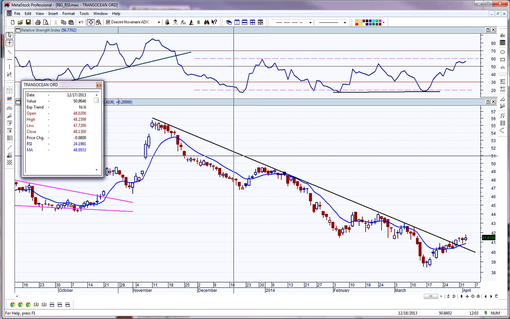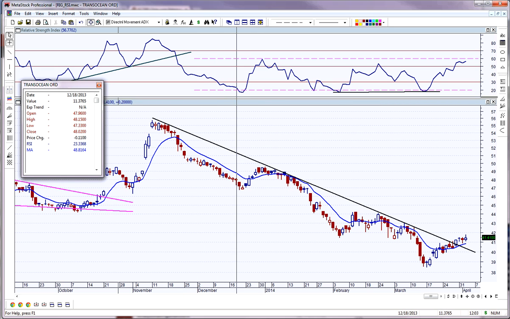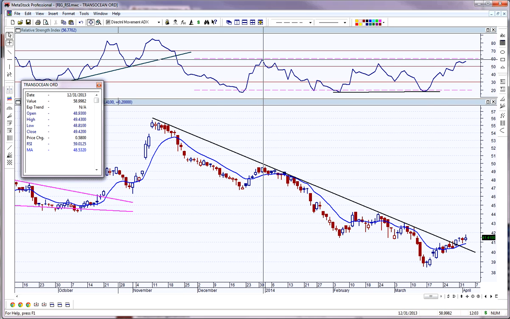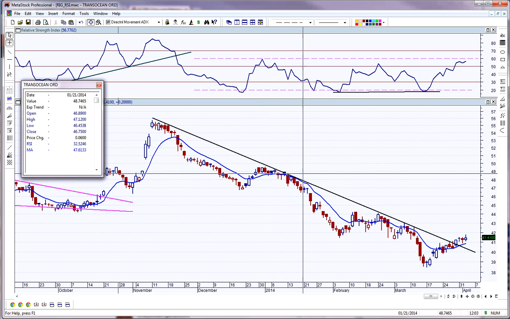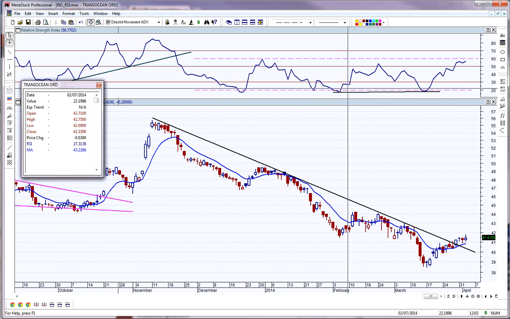On the downside, like here in RIG, when you get deeply oversold, it'll bounce between typically 60 and 20. Okay, so that's just kind of a guideline to use, something to key off of.